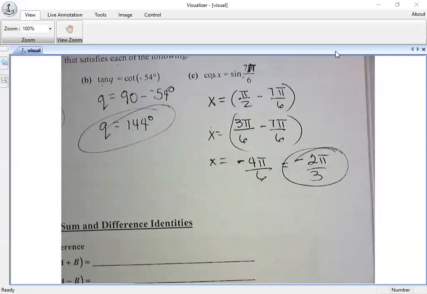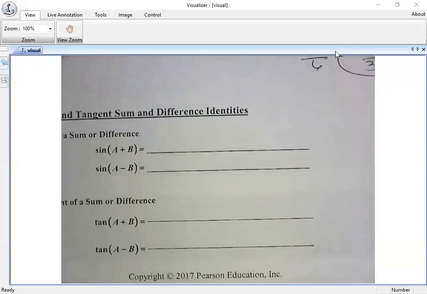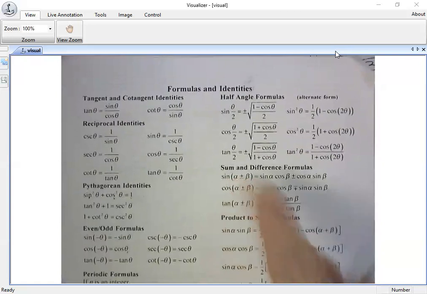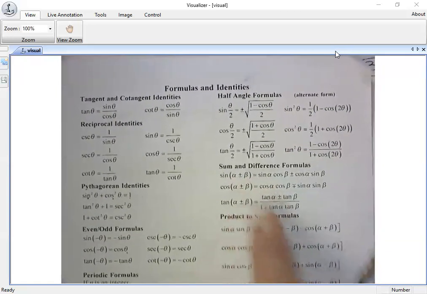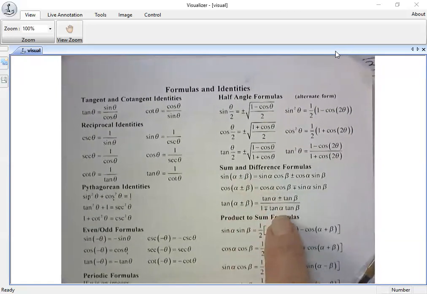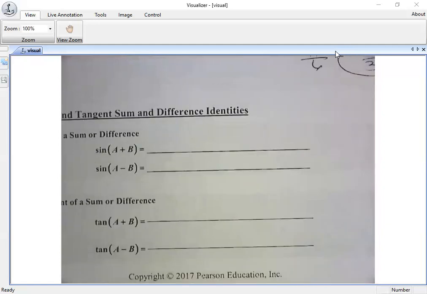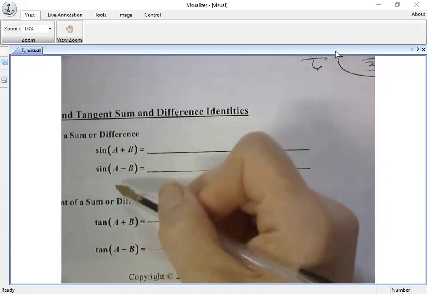We have looked at our cofunction identities. Now let's look at sine and tangent sum and difference identities. These are also on your sheet. So there's the one for the sine, there's the one for the tangent. You'll notice tangent is the only one that involves a fraction. It's going to be a little messy, so if it's possible to avoid using tangent, you probably will try to do that. But let's write these down.